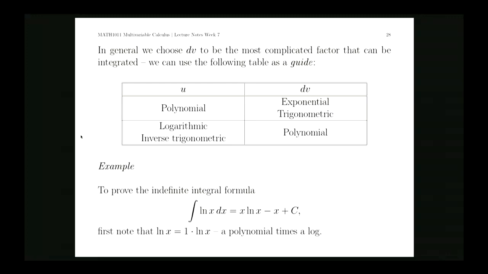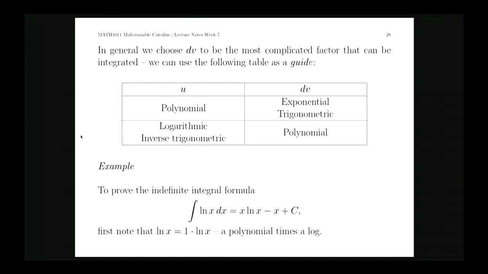What this table was telling you to do: if you've got a polynomial times an exponential, or a polynomial times a trig, and a simple substitution is not working, let u equal the polynomial bit, dv be the exponential or the trig bit, and integration by parts should work. If, on the other hand, you have a polynomial times a log, or a polynomial times an inverse trig, and a simple substitution is not working, you would let u equal the log or the inverse trig bit, dv equal the polynomial bit, and parts should work.